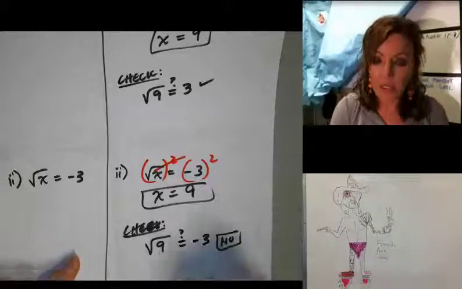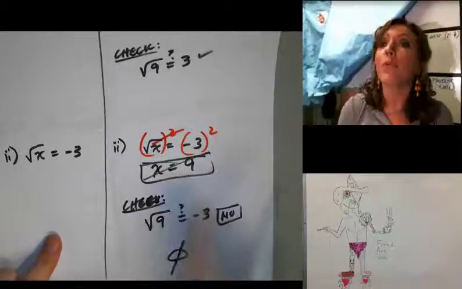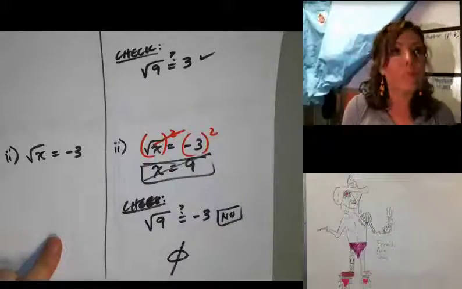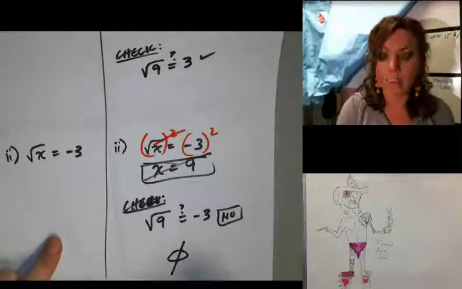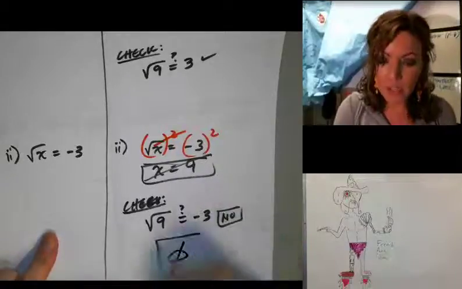Okay, so that means we're going to put this symbol. That means that there is no solution to this problem. This is what's called an apparent solution, because we went through the proper steps to solve the problem, but when we plugged it back in, it didn't actually work. Okay? So this one is a no solution.